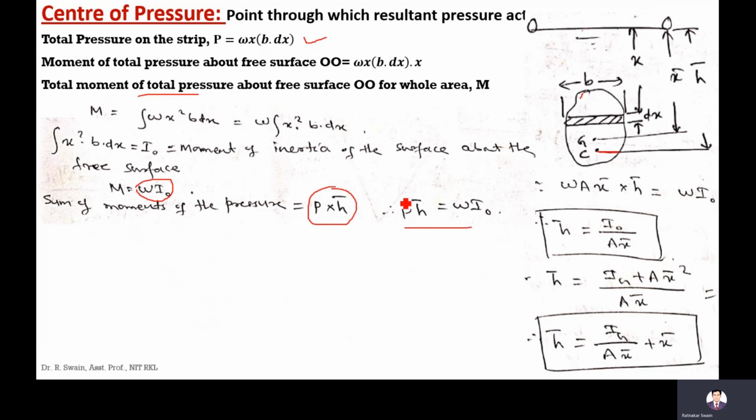Now P we have already calculated, that is W A x bar. So W A x bar into h bar is equal to W I naught. So h bar is equal to I naught divided by A x bar. If I want to calculate I naught, it is Ig plus A x bar squared, about the CG. Dividing by A x bar, h bar equals Ig divided by A x bar plus x bar.